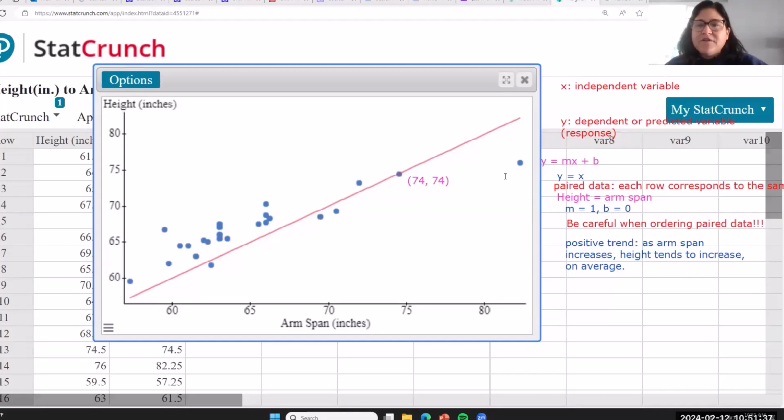What about this point over here on the far right? It looks like it's going to be, and I think I see it over here, 82. And the height is 76, I think it says in the bottom there. So the height is a little over that 75. So we've got this point over here, 82, 76. We can name these points. This looks like 69 on the x-axis and probably 68 on the y-axis.